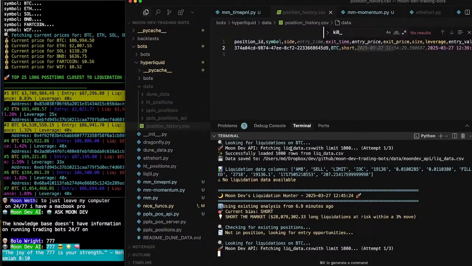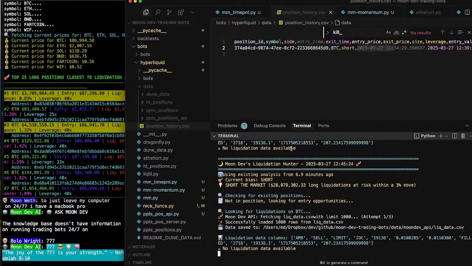So we're not getting any liquidation data because all the liquidations were other symbols, essentially. And we're only looking at a few symbols here.